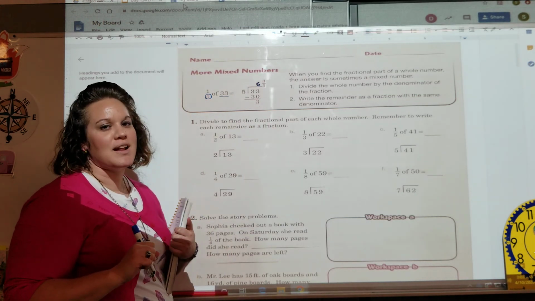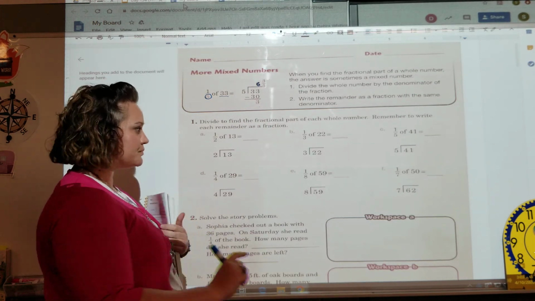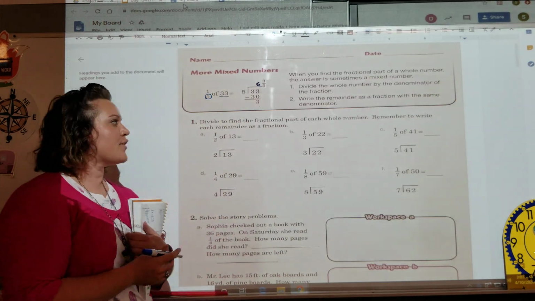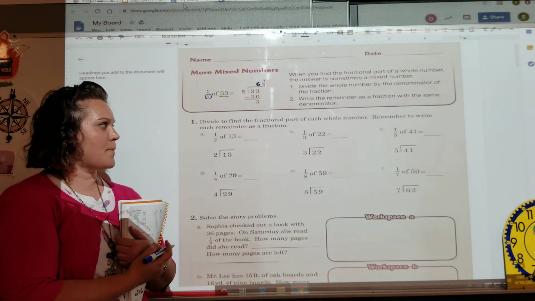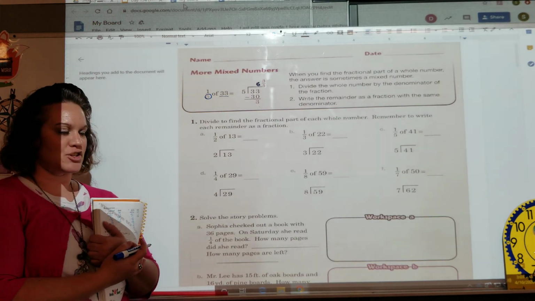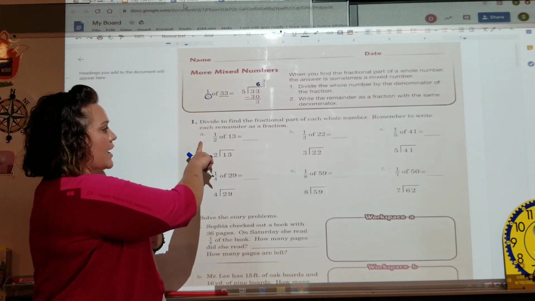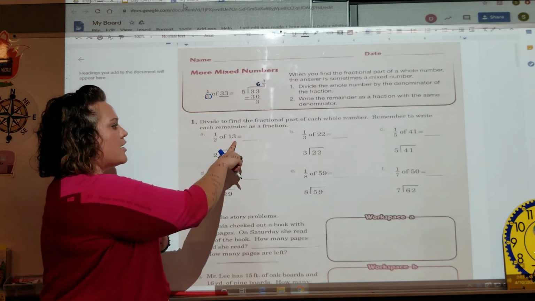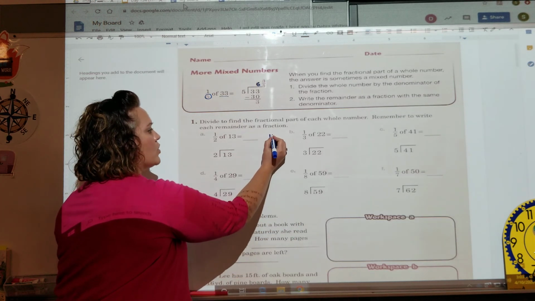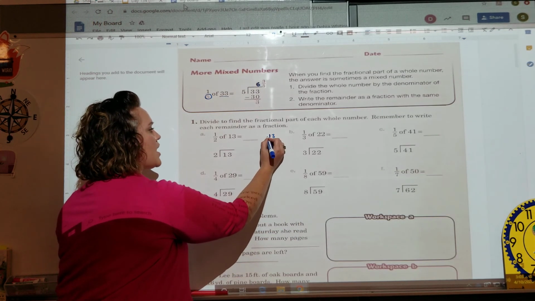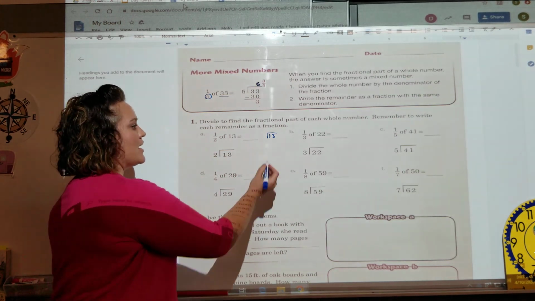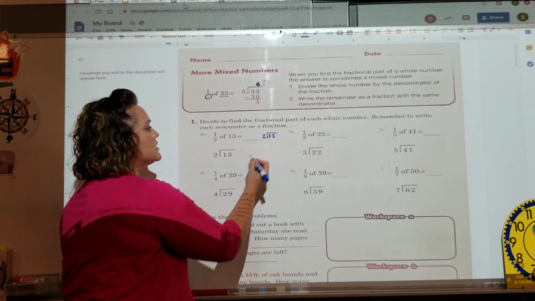Now get your pencils ready. Let's do a few examples together. Go ahead and go down to section number 1. Divide to find the fractional part of each whole number. Remember to write each remainder as a fraction. So letter A says 1/2 of 13. Step number 1, divide the whole number by the denominator of the fraction. That's number 2. 13 divided by 2.